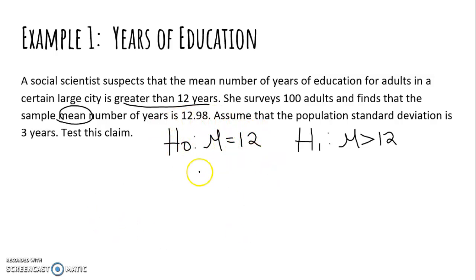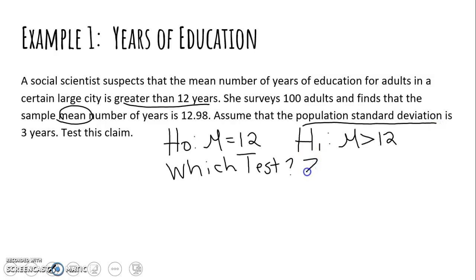So then we have some data collected. We took a sample of 100 adults and we found the sample mean was 12.98, and then we're assuming the population standard deviation is 3. So now we need to decide which test do we run. Which test? Okay, well, since we're testing a mean, it should either be a Z or a T test, and we know the population standard deviation, so that must mean we're going to run a Z test.